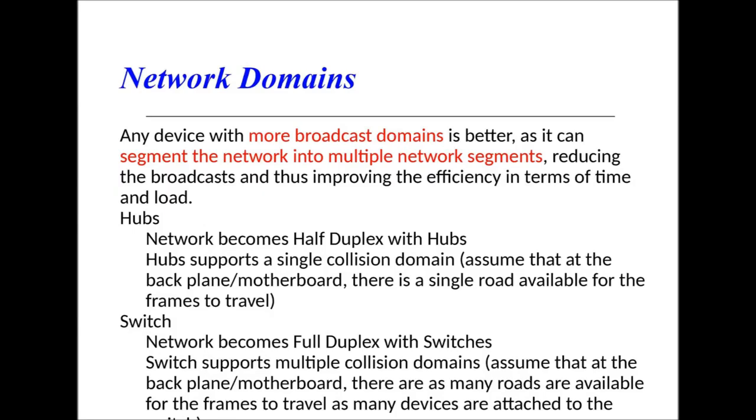So we can also take the example of a road. If there is a single road, this is an example of half duplex. But if the road is double, with one-way traffic, one side for going and one side for coming, then the chances of accidents are definitely zero. But on a single road, the chances of accidents between different vehicles are high, because both sides are used for the communication of those vehicles. So this is the concept of network domains in our networks.